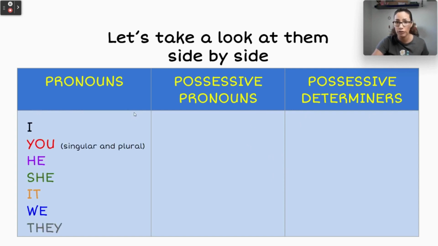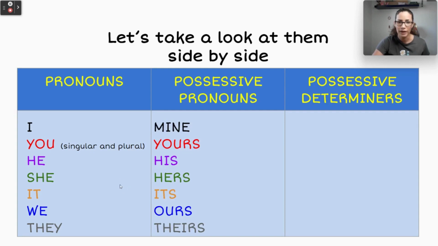We're going to go through our pronouns. I'm going to say these and you can listen, or I'm going to say them and you can repeat. That's up to you. So, I, you, he, she, it, we, they. Okay, those are our pronouns. We do look at these a lot, don't we? So now we're going to look once again at our possessive pronouns.